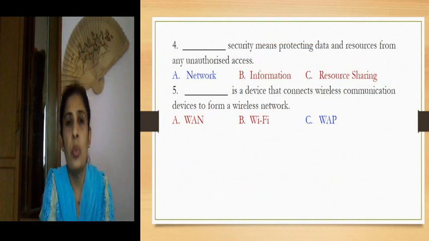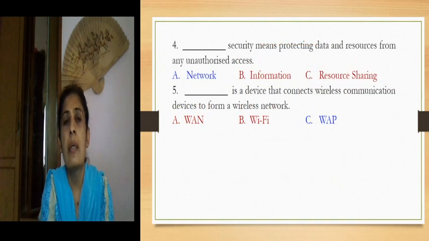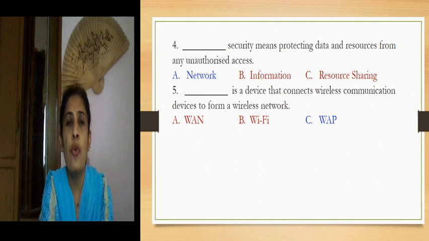Now, fourth one, this security means protecting data and resources from any unauthorized access. Three options are there: network, information, resource sharing. And the correct option is network.